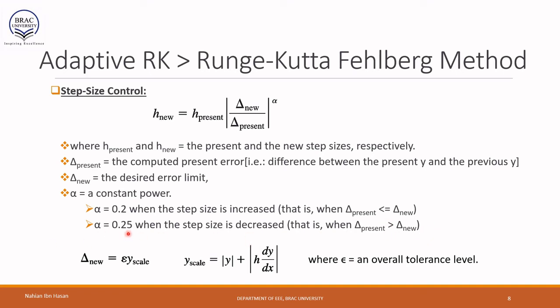the alpha term to be 0.25. That means delta new is less than delta present. As a result, h new will also decrease, that means the step size will decrease. So that's how the technique works.